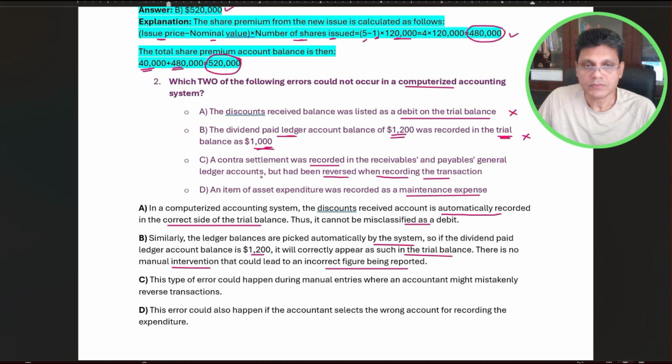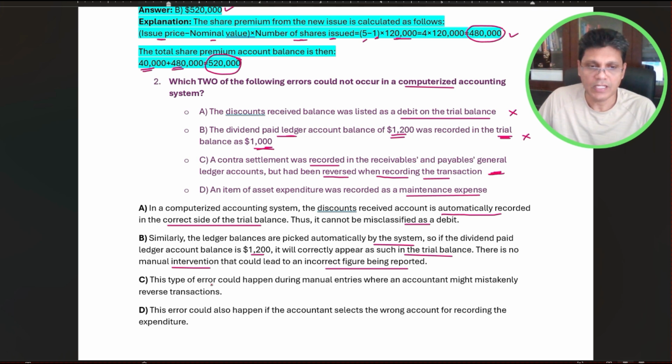Third one, a contra settlement was recorded in the receivables and payables general ledger accounts but had been reversed when recording the transaction. When the accountant records these kinds of transactions, he might make mistakes.